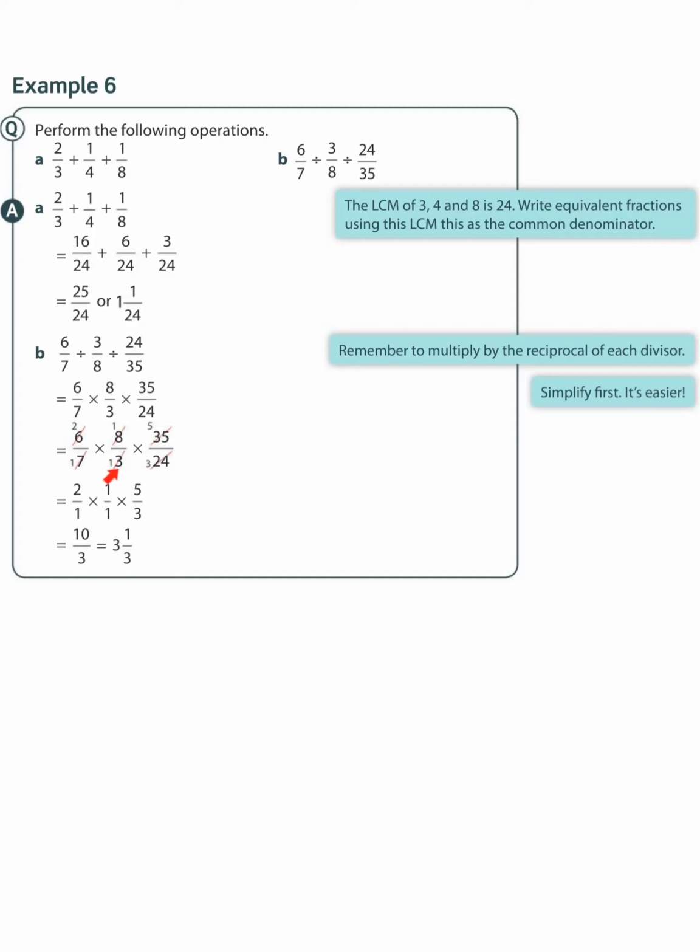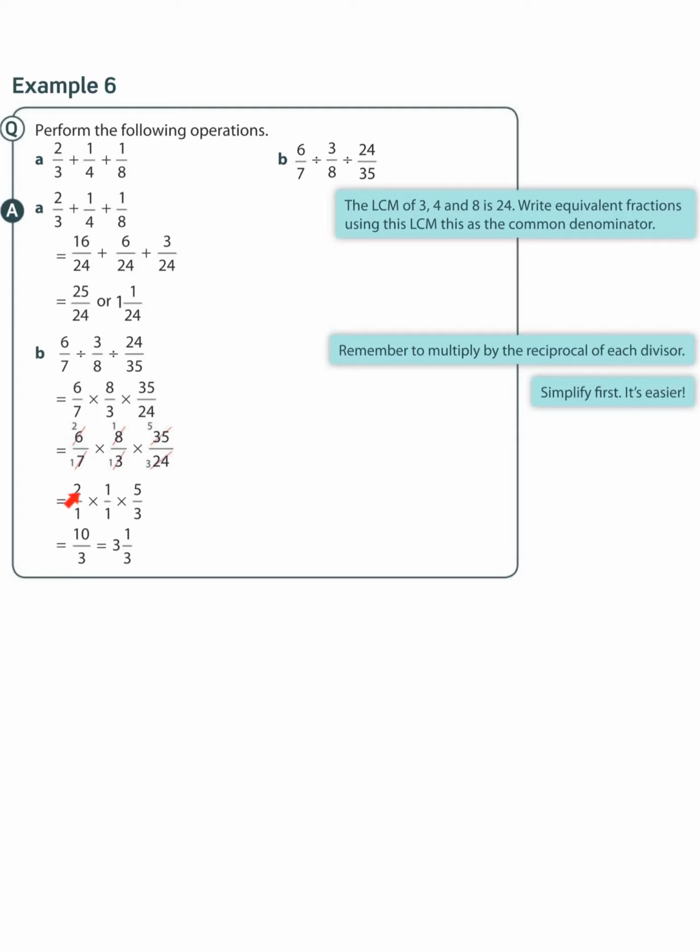Okay, so what about the 7? Well, 35 is a multiple of 7, so 7 into 7 goes once, 7 into 35 goes 5. So we're allowed to do that, because we're dividing the bottom by 7, we divide the top by 7. And here, 8 goes into 8 one time, and down here 8 goes into 24 3 times. So we're left with 2 over 1, 1 over 1, and 5 over 3.